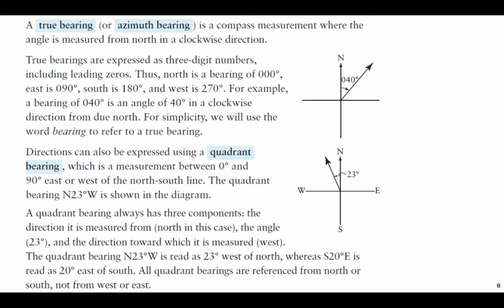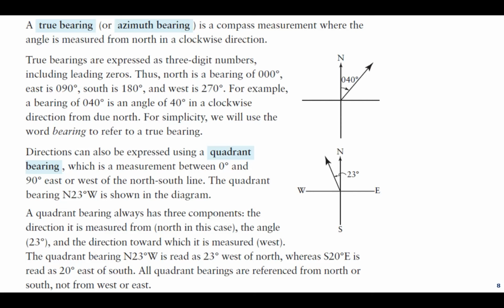East is 090 degrees. South is 180 degrees. And west is 270 degrees. For example, a bearing of 040 degrees is an angle of 40 degrees in a counterclockwise direction from due north. For simplicity, we'll use the word bearing to refer to a true bearing.